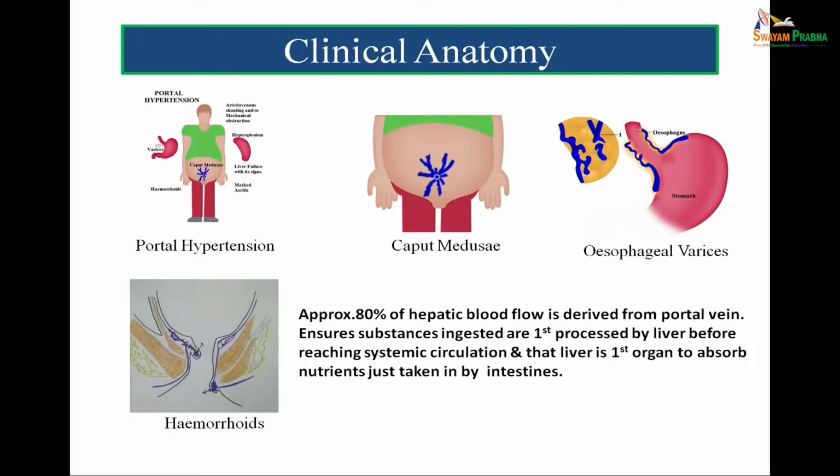The clinical manifestations related to portal hypertension are Caput Medusae, that is tortuous, enlarged and dilated veins in relation to the umbilicus; esophageal varices, these are tortuous, enlarged and dilated veins in relation to the esophagus; and hemorrhoids, in which the patient may experience bleeding per rectum. So, I begin my talk on portal vein with these clinical aspects related to the portal vein.